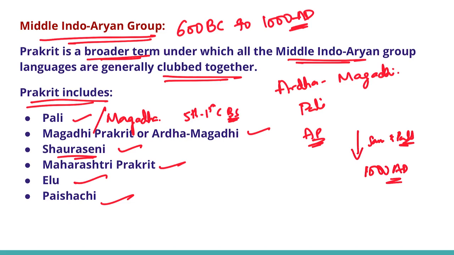Shauraseni. So it is widely used to write dramas in medieval India, and it is a predecessor to northern Indian languages. Jain monks wrote mainly in this version of Prakrit.